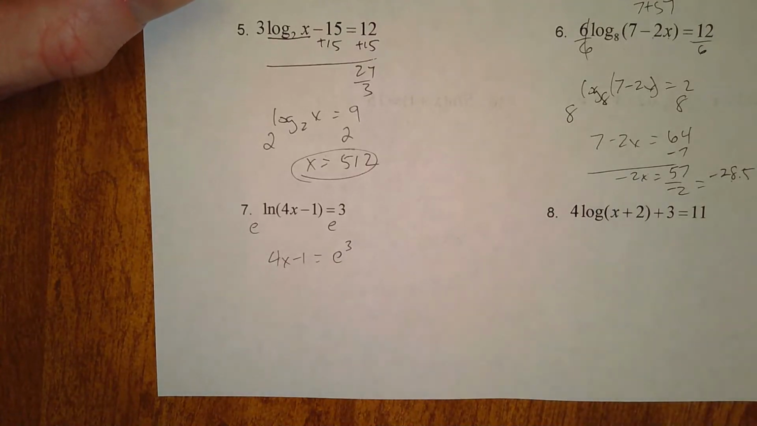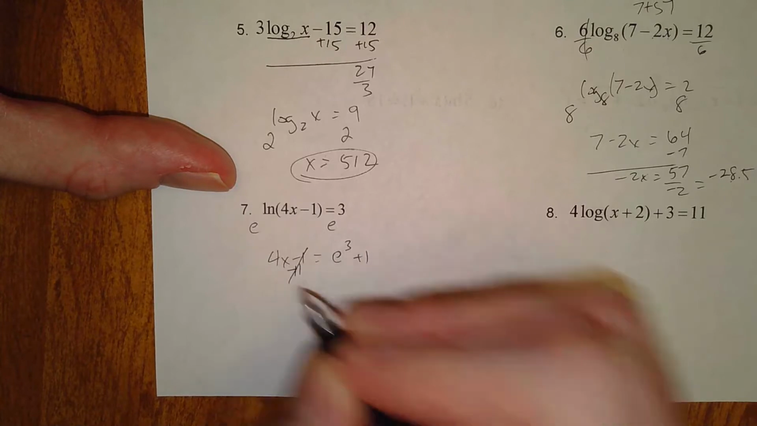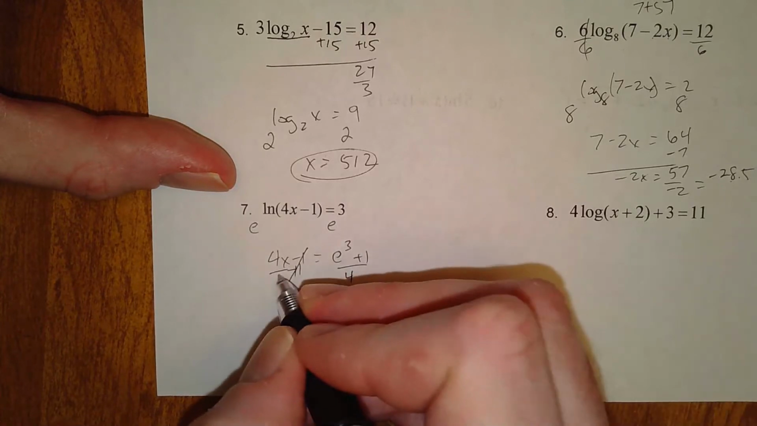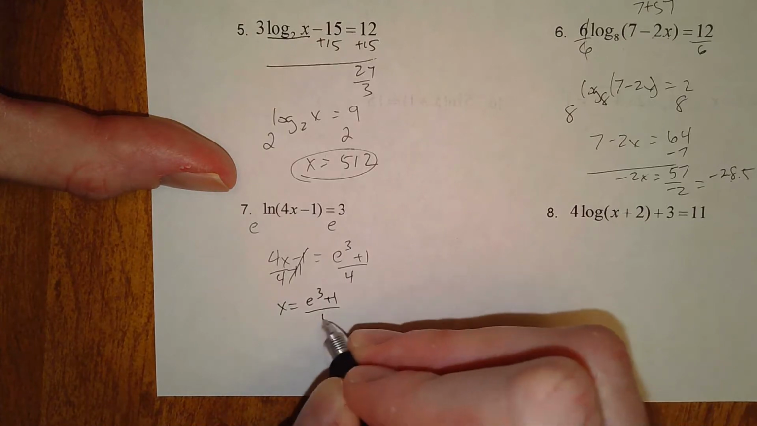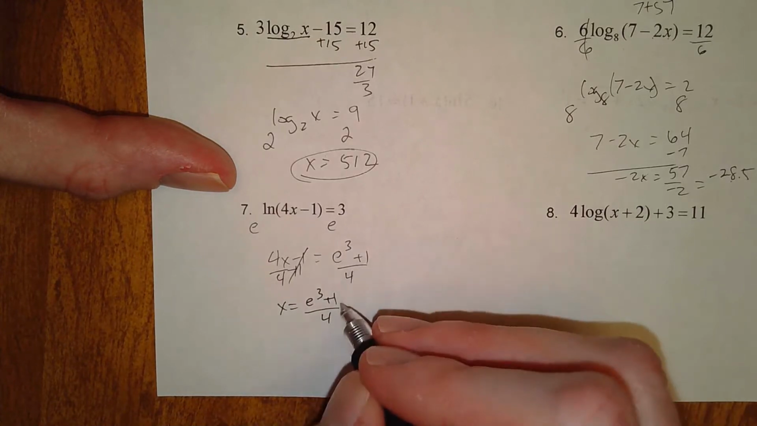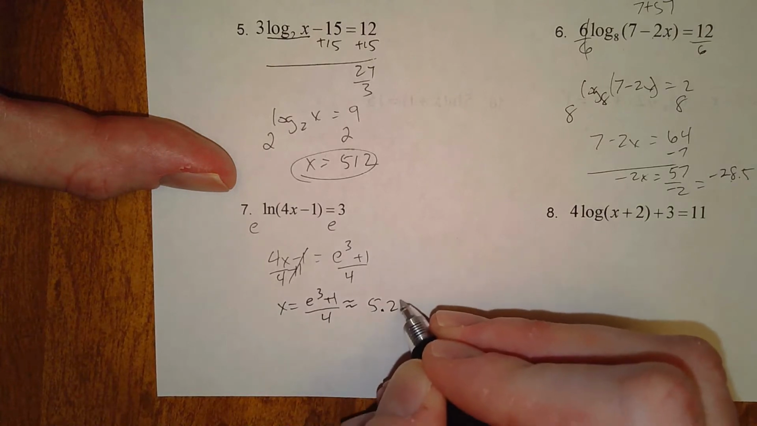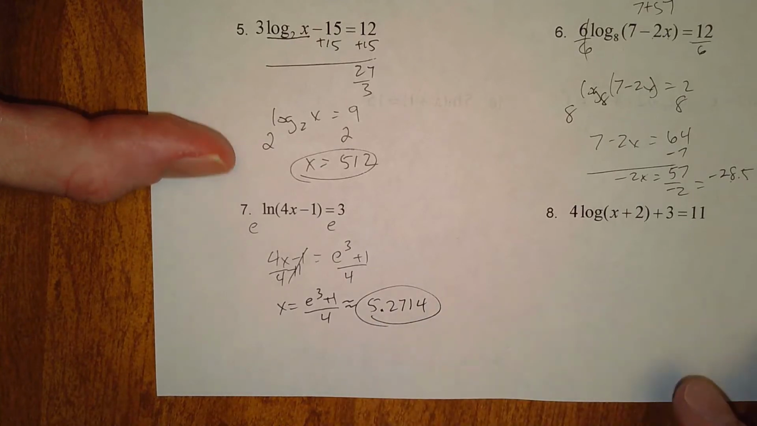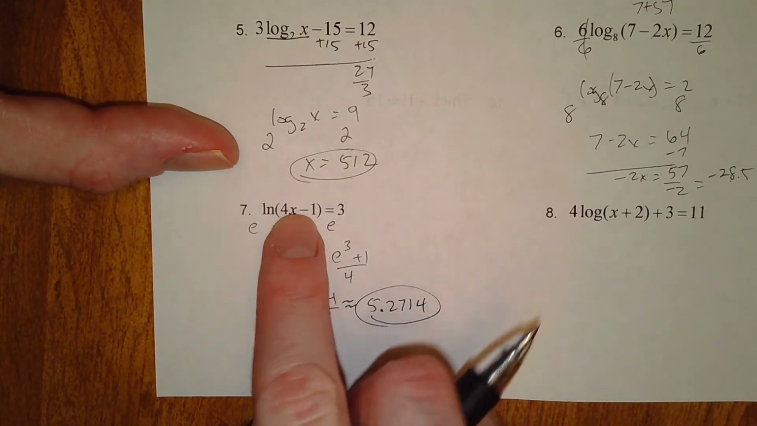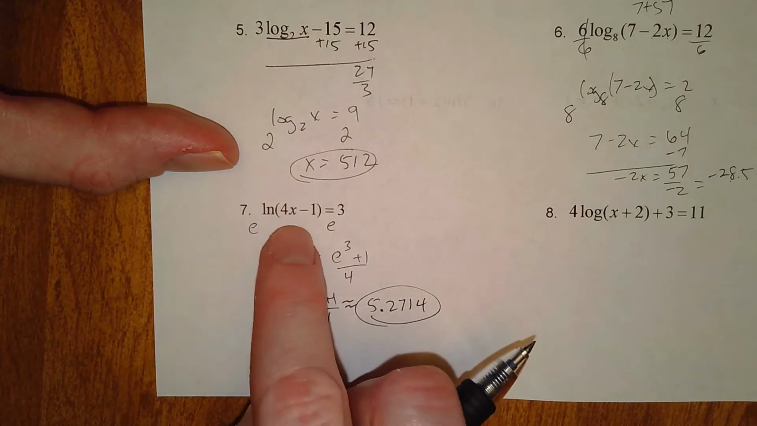If you want to keep things exact for a while, I would add 1 to both sides and then divide by 4 to get x by itself. So x would equal e to the third plus 1, all divided by 4, which if you had to give an answer for that, 5.2714. Okay, again, you can plug that in up there. 5 times 4, that's a little over 20, minus 1 is still positive, so that's okay.